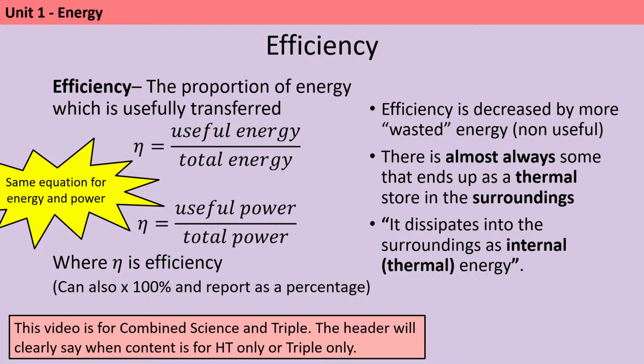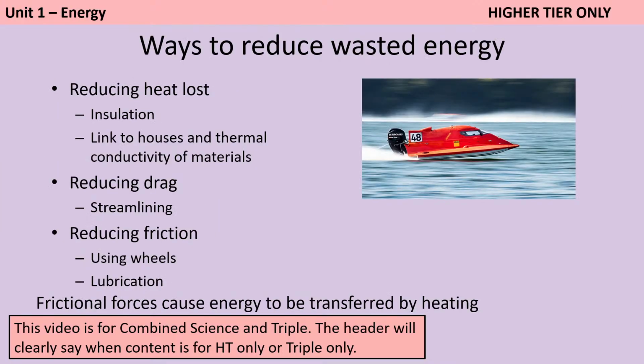If a question asks you where the energy ends up when it's wasted, there will almost always be a transfer to a thermal store in the surroundings, and when the energy has spread out so far that it's not useful anymore and we just can't use it, we describe that as dissipating. This is our very first higher tier only slide, so it's for both combined scientists and triple scientists, but only if you're taking the higher tier.